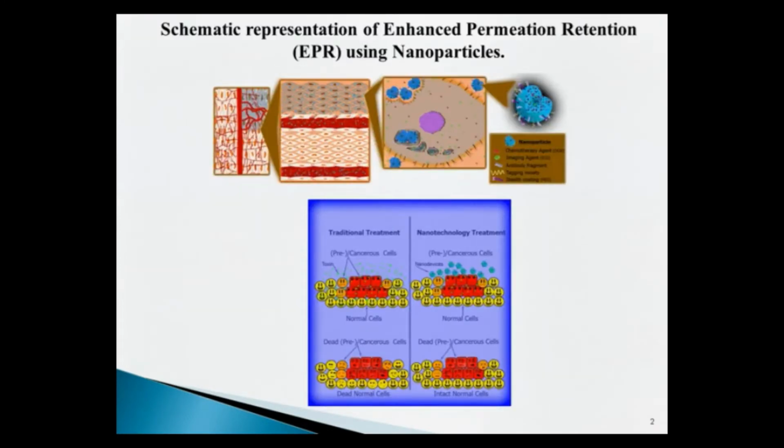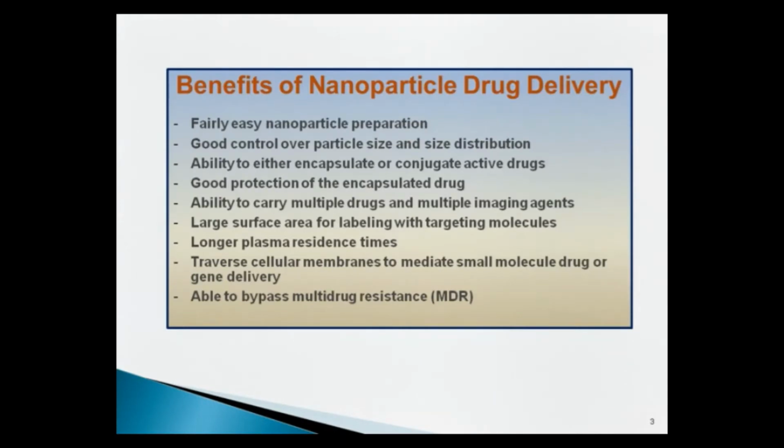So I can skip this slide because the previous speaker has already talked about the importance of nanoparticles for passive targeting using the EPR effect. The benefits of nanoparticle drug delivery, as most of us have already learned, are that producing the particles is fairly straightforward, and we can control size and the size distribution. We can either encapsulate or conjugate active drugs or emitting agents to them. The nanoparticles encapsulating the drug protect the drug, and we can deliver drugs that otherwise would not be able to be delivered systemically. The nanoparticles can carry multiple drugs or multiple imaging agents with a large surface area for targeting.